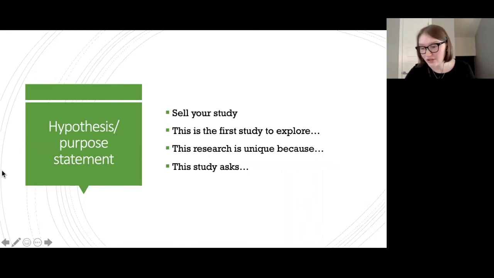And next, your intro sentences should lead very naturally into your hypothesis or purpose statement. And I think this is a really good opportunity in the abstract to really sell your study and your research. Making the research question really clear by saying things like "this study asks," or "this research is unique," or "this is the first study to explore this," after the reader has had a sense of what's already been done, really makes your abstract start off strong, and you're already explaining why this research is important.